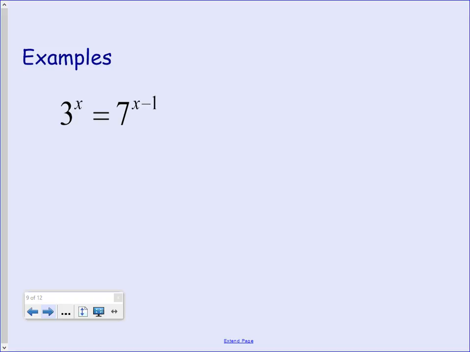Not really. So then your option is that one where I said, if you're solving an exponential equation with different bases, take the natural log of both sides.